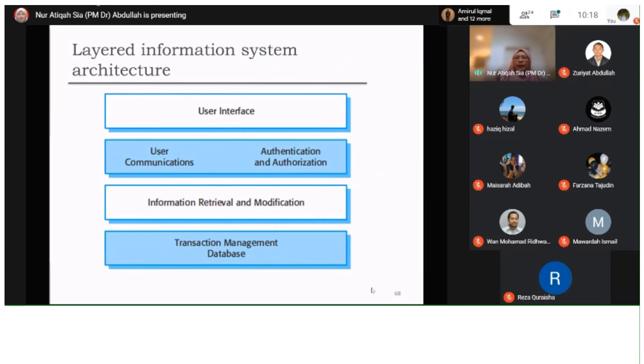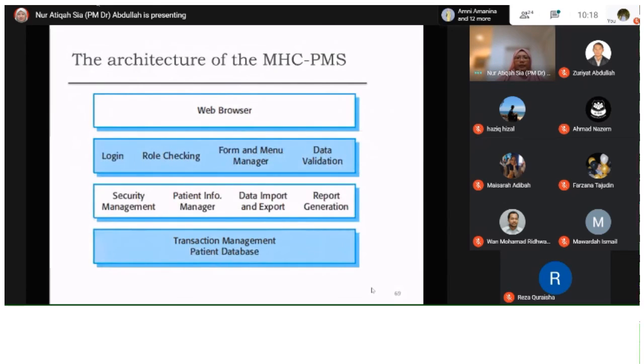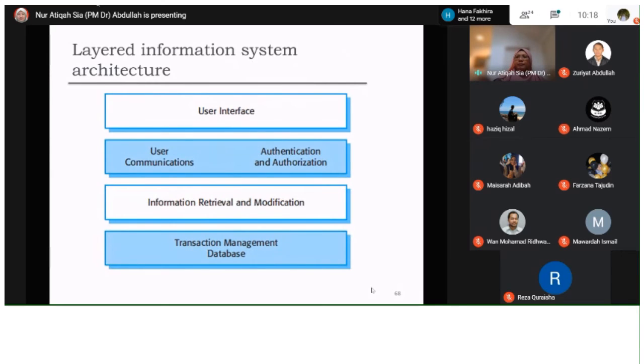Cuma dia guna pakai kat sini adalah layered pattern. Ini adalah contoh patient management system, dia guna pakai layered. Sama juga kalau katakan saya nak you design adalah untuk flight information system, maka you boleh guna application architecture ni.